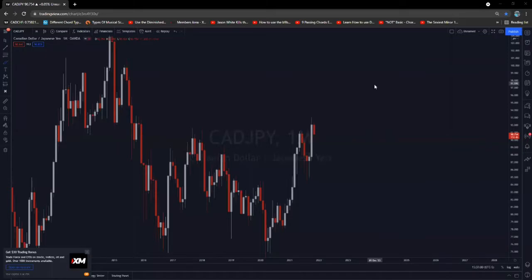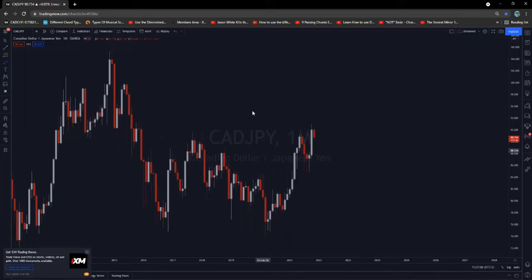We are on CADJPY, and this is also an update, right? For those who haven't been monitoring these with me. So currently the market is on supply. We had liquidity over here in the form of equal highs that was taken out, right? Remember how I explained the liquidity on NZDJPY, how it works. So right now, I think that the market is making its way to an order block.